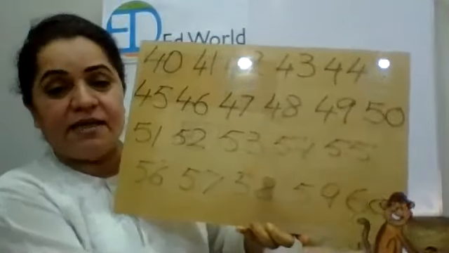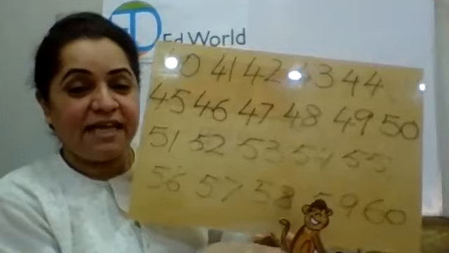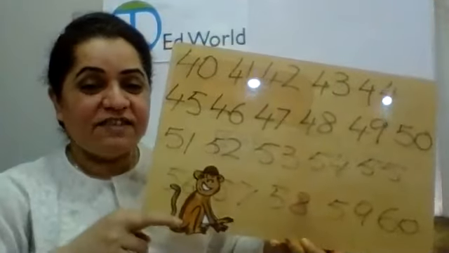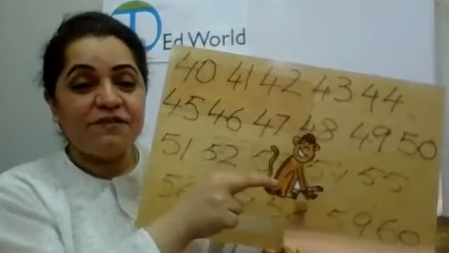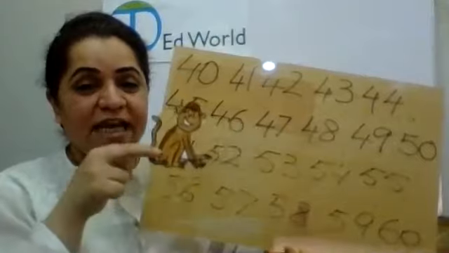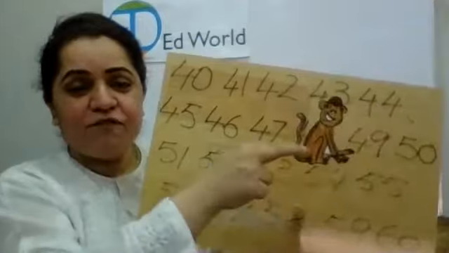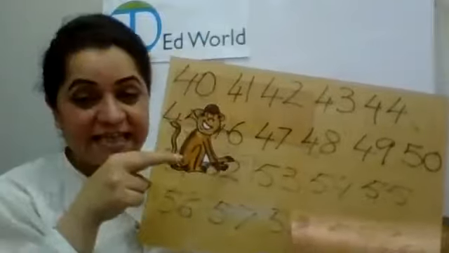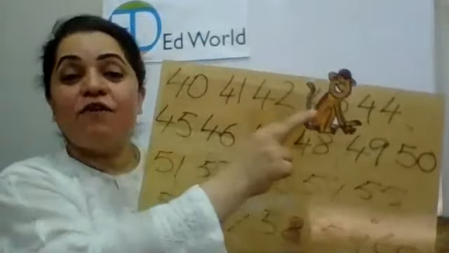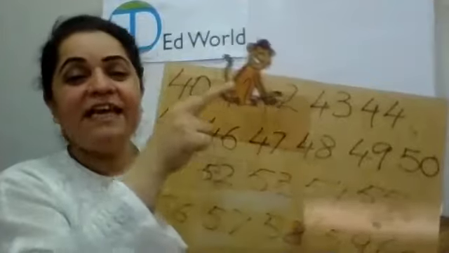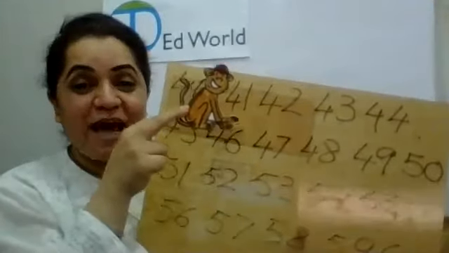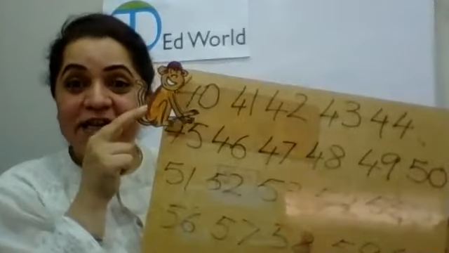So we are going to follow the backward counting. Okay, we're going to start from 60. Okay, 60, 59, 58, 57, 56, 55, 54, 53, 52, 51, 50, 49, 48, 47, 46, 45, 44, 43, 42, 41, and yay, 40.